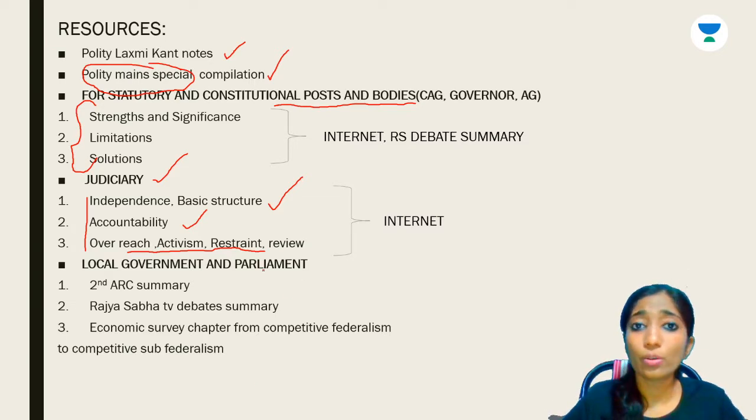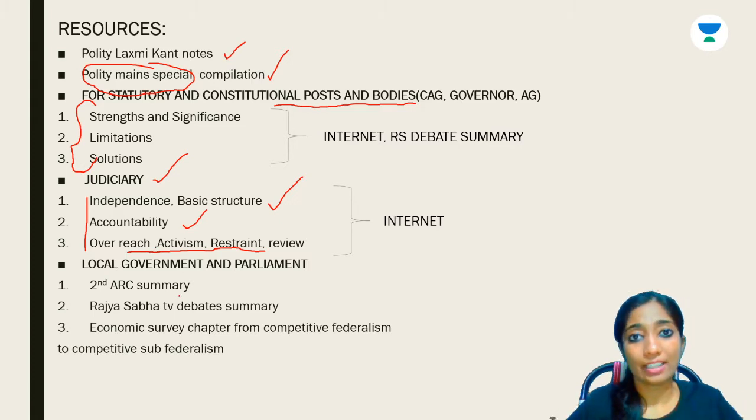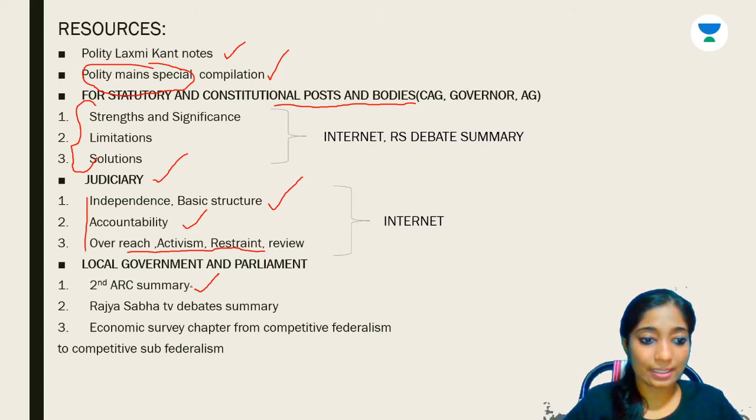Regarding local government and parliament, I referred to the Second ARC, the Administrative Reforms Commission. I referred to the ARC report summary; I did not go through the entire report. You can just type second ARC summary in Google and it will be available. Under that, you have parliament and local government, the solutions for improving local governance, and the reforms needed for improving the efficiency of parliament and the legislatures.